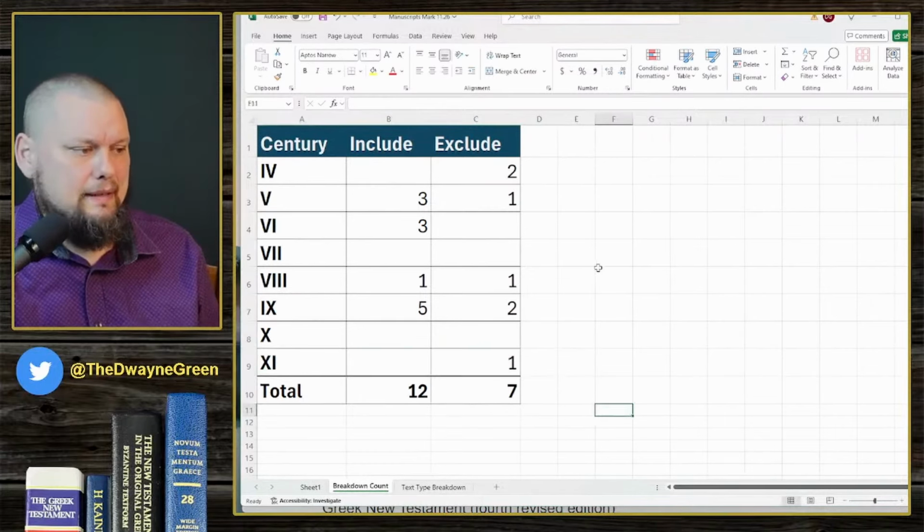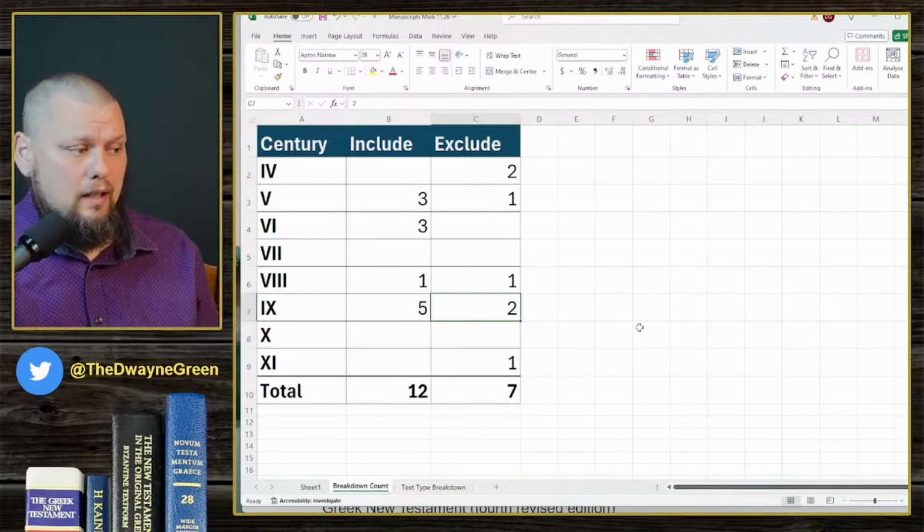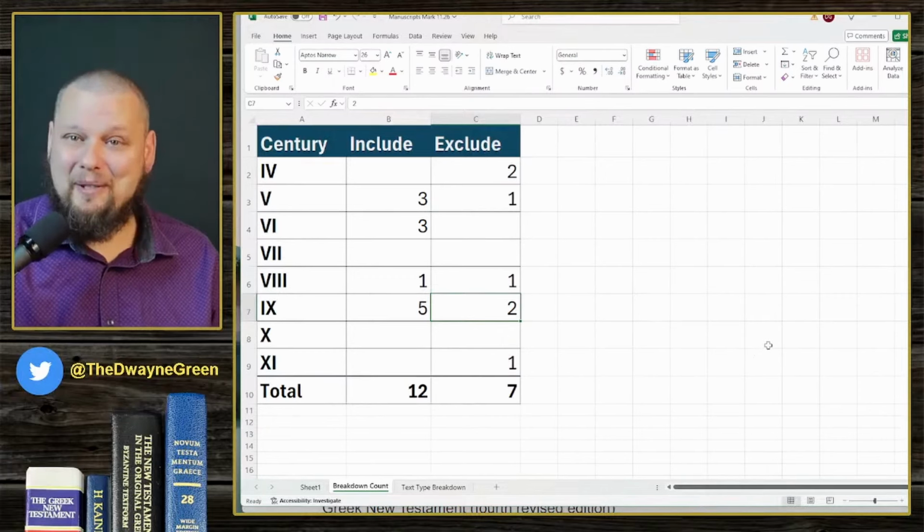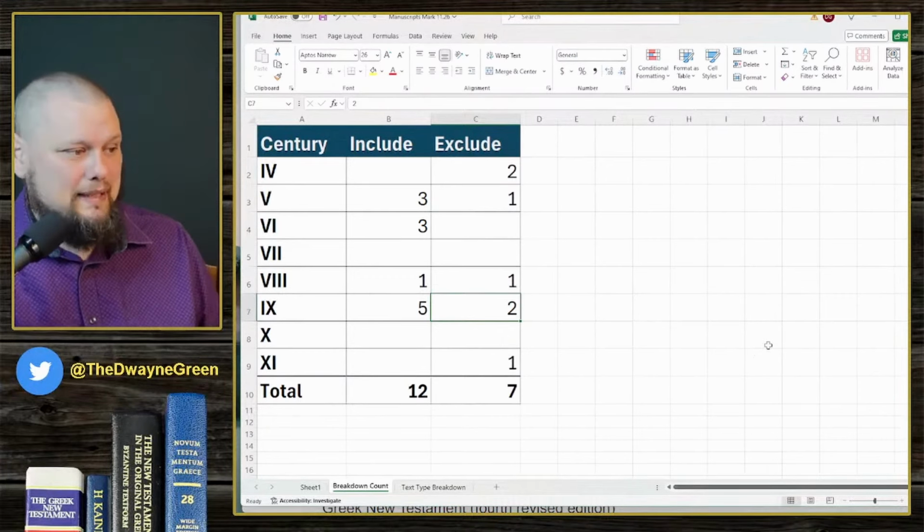It's surprising that's in there. But really, before the 9th century, or the 9th century and before, you only got 6 witnesses. You can count them. You can almost count them on one hand, right? 6 witnesses that exclude it.